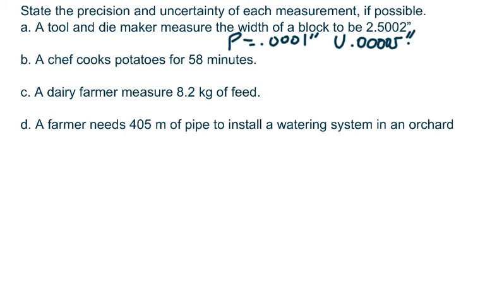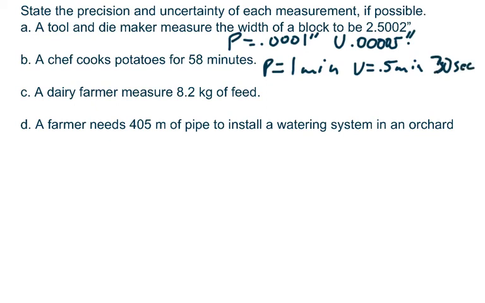Chef cooks potatoes for 58 minutes. We don't know any more other than it's in minutes. So I'd have to say my precision is 1 minute. So my uncertainty is half a minute or 30 seconds, right? Half a minute or 30 seconds. Let's put 30 seconds here.